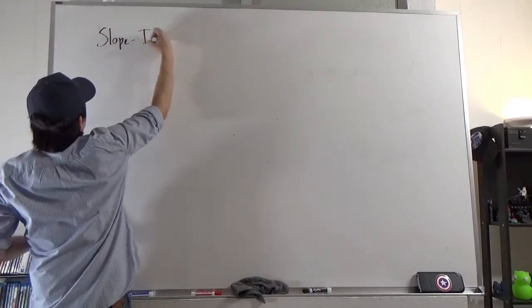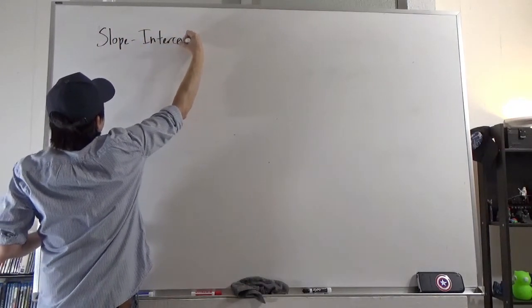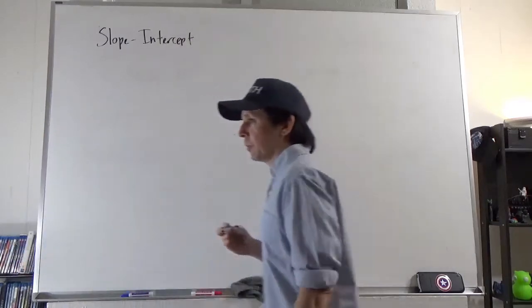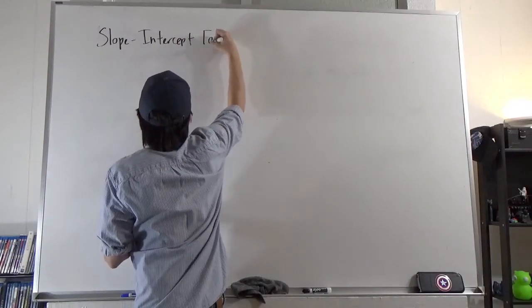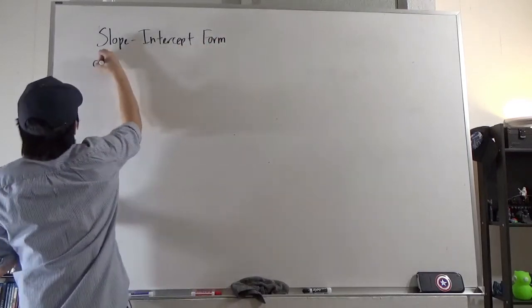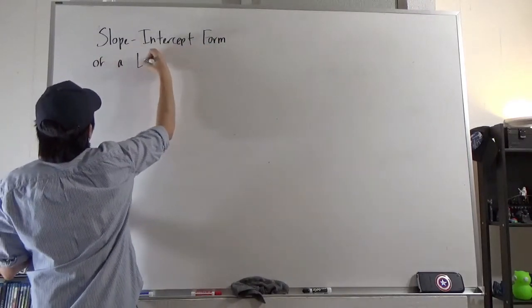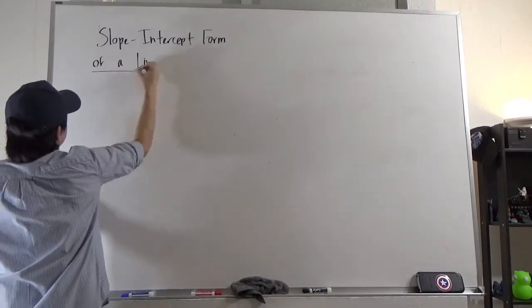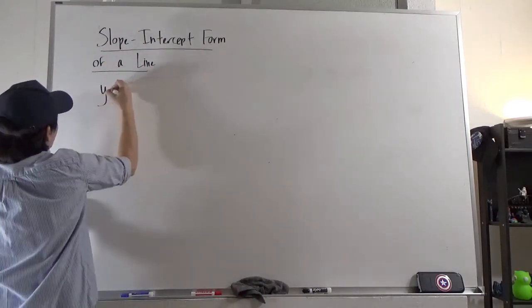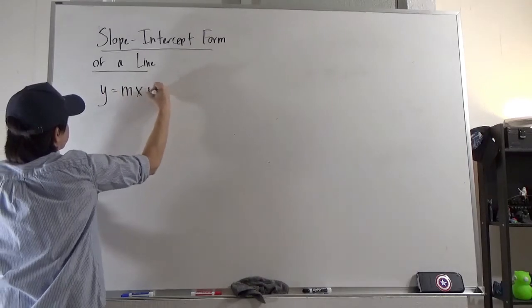Okay, next we're going to talk about that equation at the beginning. It has a name, it's called slope-intercept form of a line. And that's the form y is equal to mx plus b.